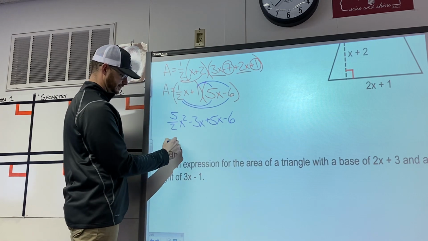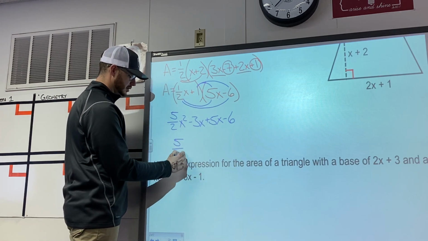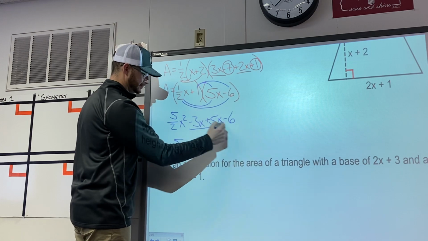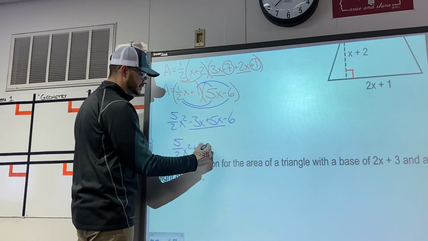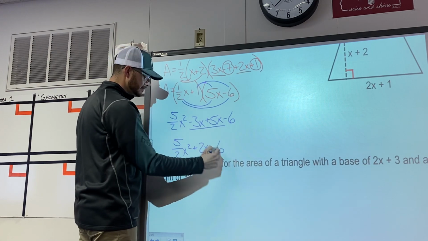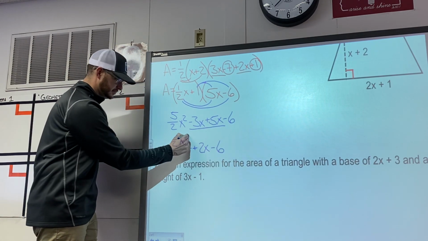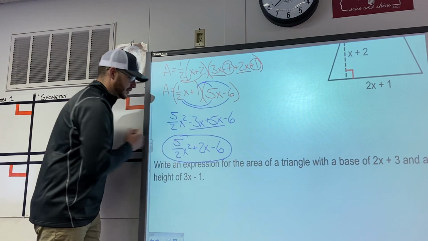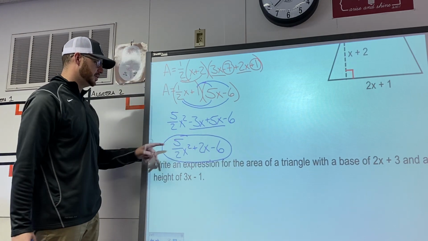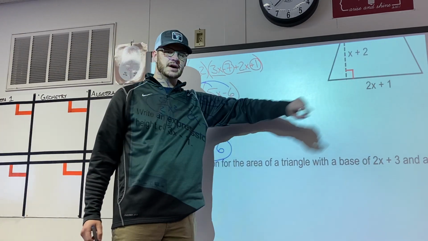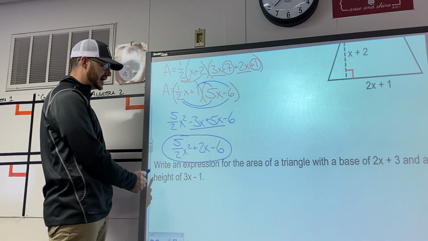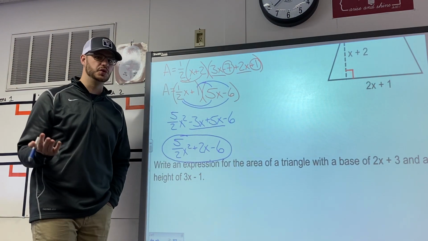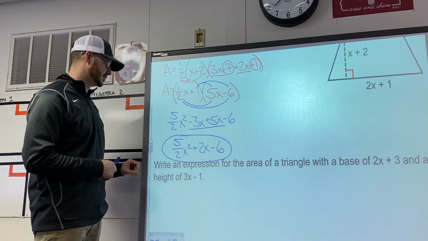So then, combining my like terms, negative 3x plus 5x is going to give me a positive 2x. Subtract 6. This would be our polynomial that we would use in order to find the area of that given trapezoid. Now this 5 over 2 x squared could also be written as 2.5x squared. Either way would work.